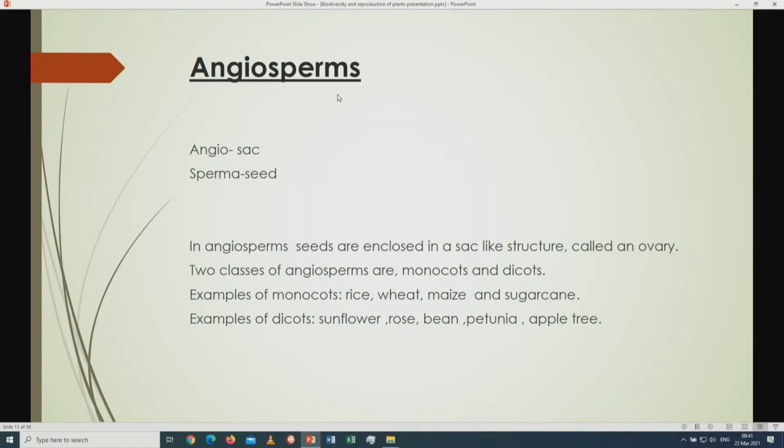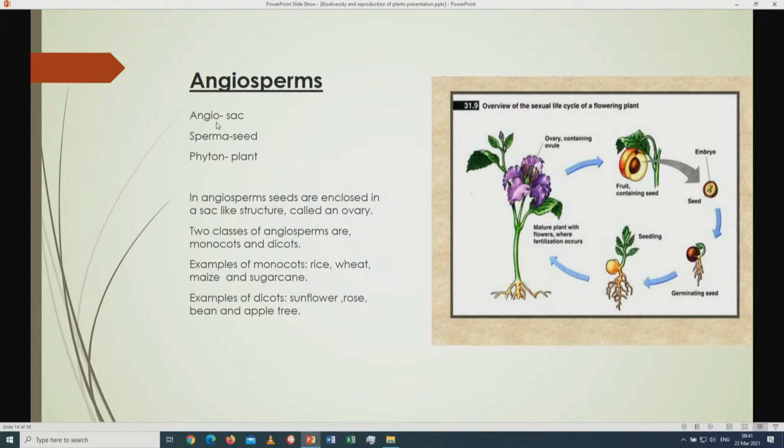Coming to the angiosperms, the word angio means a sac, sperma means a seed. In angiosperms, seeds are enclosed in a sac-like structure called an ovary. So there are two classes of angiosperms. We have the monocots and the dicots. Examples of monocots are rice, wheat, maize, and sugarcane. Examples of dicots are sunflower, rose, bean, and apple tree.